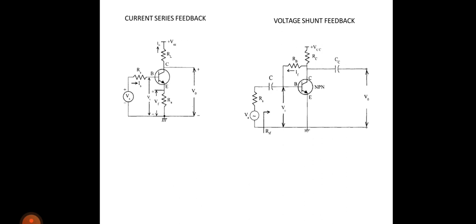So following those steps, you analyze the circuit, and with A and beta, find out AF, RIF, R0F and R0F prime.